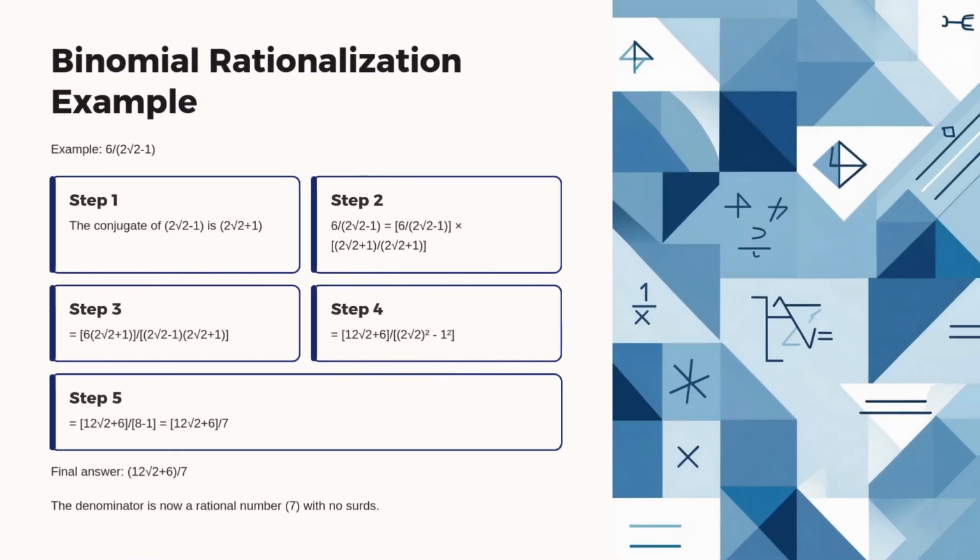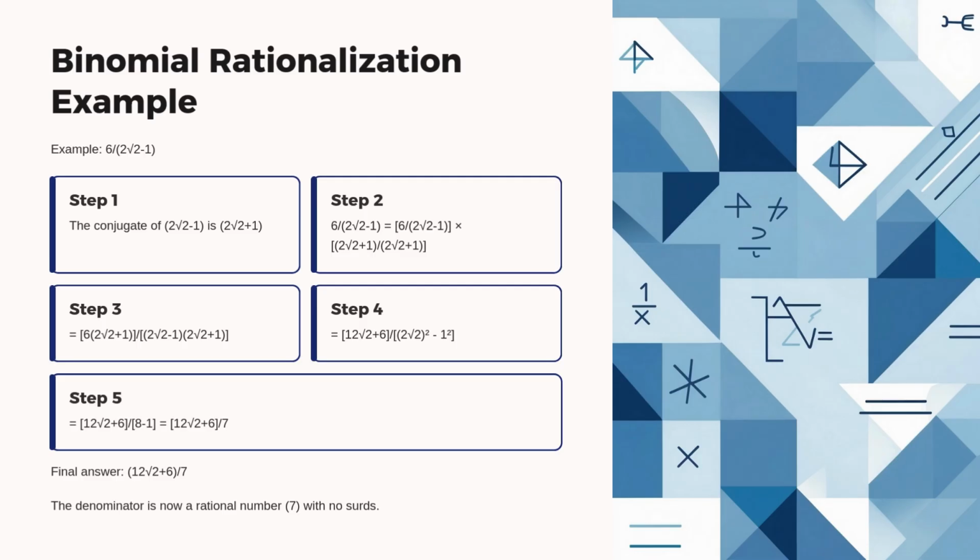Binomial rationalization example. Example: 6 divided by (2√2 - 1). Step 1. The conjugate of (2√2 - 1) is (2√2 + 1). This is obtained by changing the sign between the two terms to apply the difference of squares.